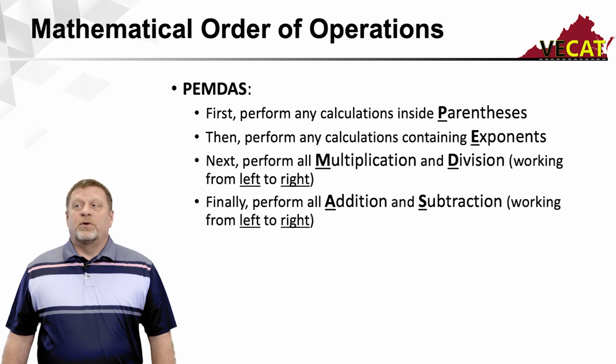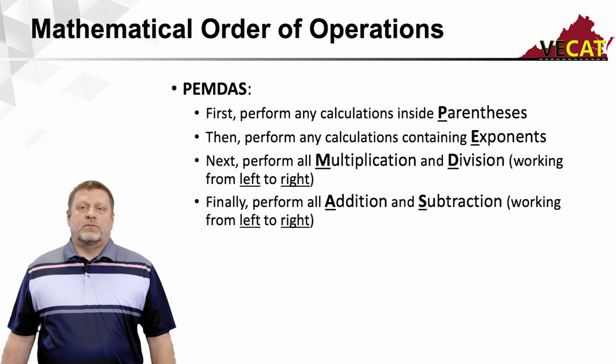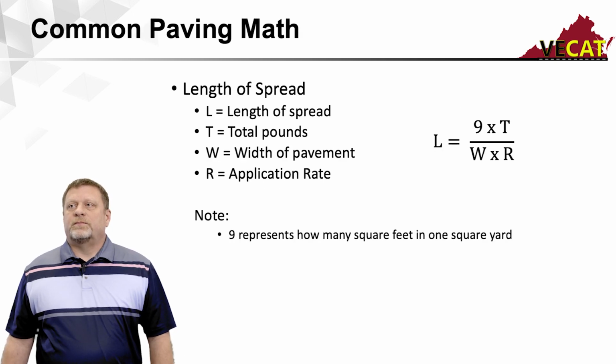After that, we move on to exponents. Once we've done the exponents portion of any formula calculation, we will move down to performing all multiplication and division in order from left to right. Then finally, we'll do any addition and subtraction in the same order, left to right. So that's just the order of operations of basic mathematical rules.